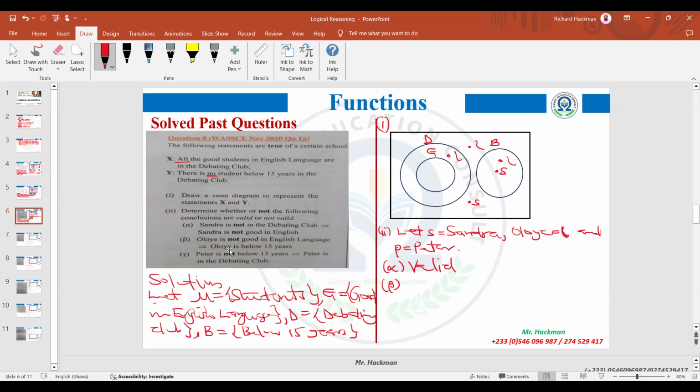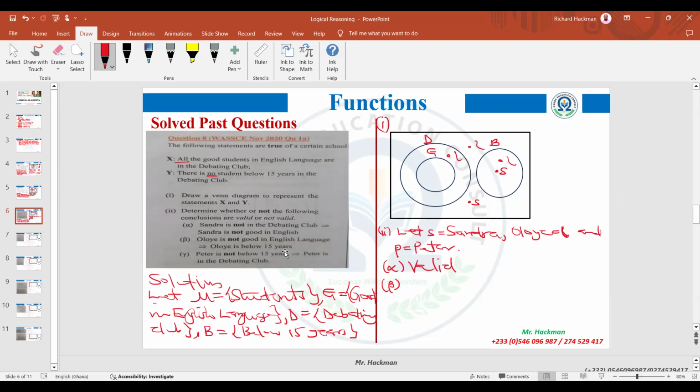I've told you the original statement is Oloye is below 15 years. So what will be the counter statement? Oloye is not below 15 years. So if you are not below 15 years, it means you are outside the circle for B. Do you agree? Yes, please. So your purpose is to get L, which is representing Oloye, outside B. If you're able to get even 1, you are able to counter, because that's your counter statement. You get it?